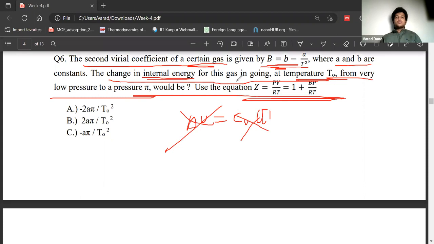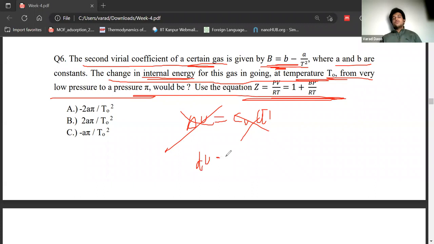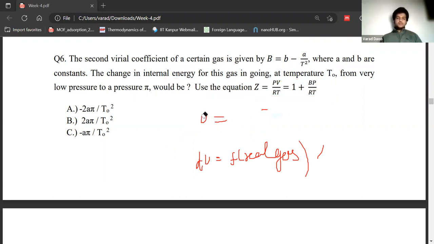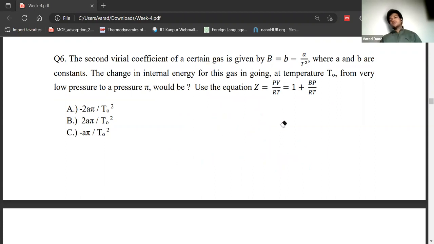So first, you will need to find the expression for dU for a real gas. What is that? And once you put it in, then you can use this expression. With this background, I hope the question is clear to everyone. If the question is not clear, you can unmute yourself and ask. Otherwise, I'll give you a couple of minutes to solve it.